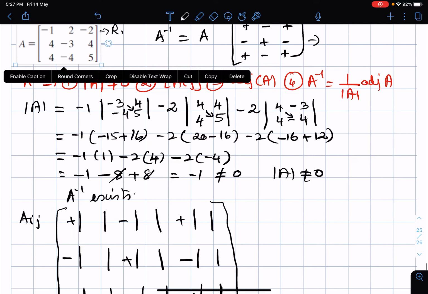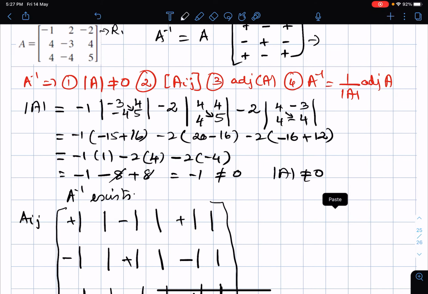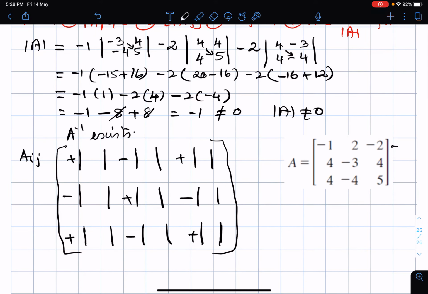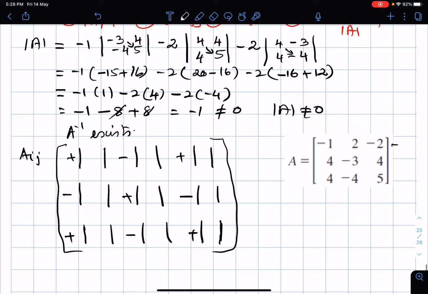Okay, for that I will take this A and paste it here, so that it will be easy for us to delete our columns and write it easily. Okay, so first element, for the first three we have got already written for determinant A, isn't it? That itself you can copy. So first one is going to be minus 3, 4, minus 4, 5. Second one 4, 4, 4 and 5. Third one, this is very small, so let us take it a little bit bigger. 4, minus 3, 4, minus 4.